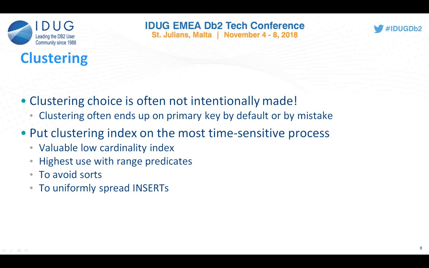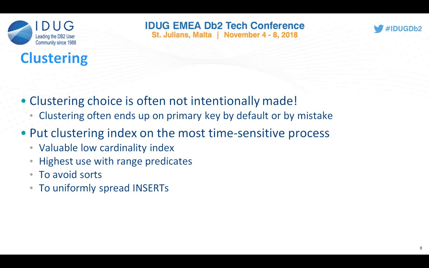If you don't make the change intentionally, you are then often using the first index defined on the table, like the primary key, and having a clustered primary index is often not the best choice, almost always not the best choice, let me say it that way. Putting the index on the most time-sensitive process is the best thing to do, and the one on this slide which really should stick out to people is the valuable index with a lower cardinality. Not necessarily extremely low cardinalities, but the one that would be useful if it was clustered versus not clustered. And range predicates come into it, avoiding sorts, yes, and uniformly spreading indexes. That's probably the worst idea to use a clustering index for.